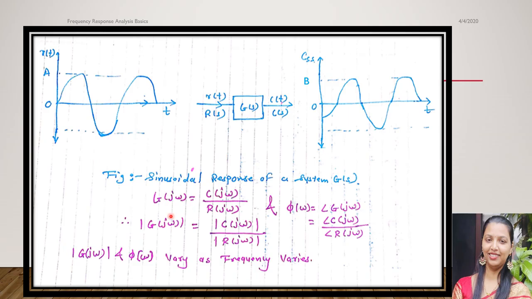So we get G(jω) is equal to C(jω) upon R(jω). Therefore, magnitude G(jω) is equal to magnitude C(jω) upon magnitude R(jω), and phase shift φ(ω) is equal to angle G(jω) equal to angle C(jω) minus angle R(jω). In general, magnitude G(jω) and φ(ω) vary as the frequency varies.